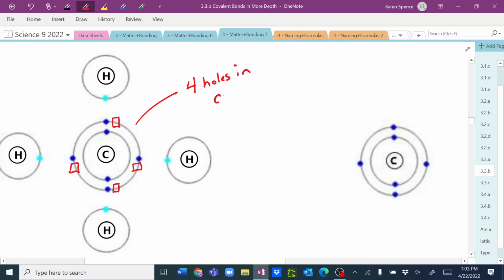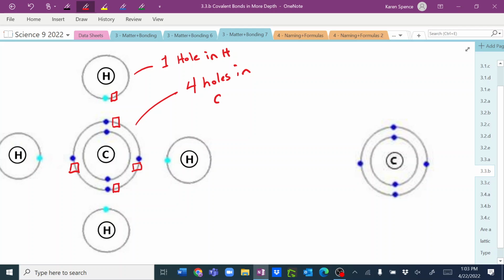And we have also hydrogen. Now remember, hydrogen only has a single shell. How many holes in the hydrogen atom? How many electrons do we need to make hydrogen full? Only one, because remember that first shell only needs 2 electrons to be full. So carbon has 4 holes, so it's going to have 4 bonds.